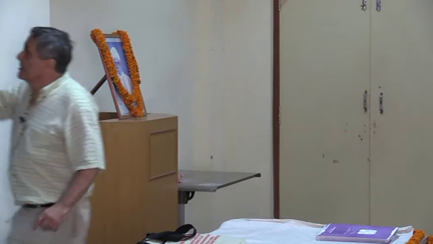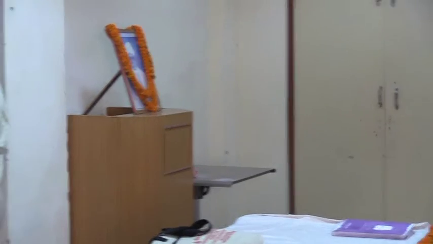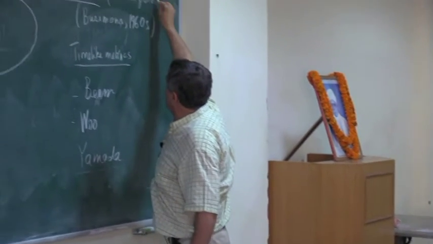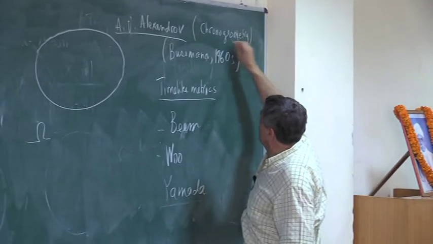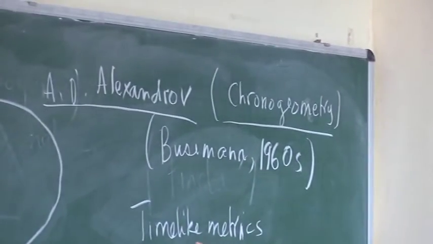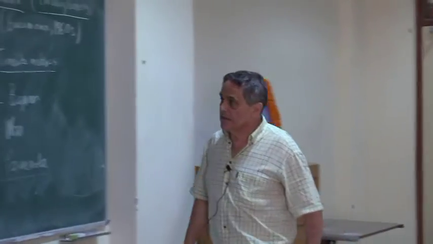And Alexandrov called this chronogeometry. If you Google chronogeometry, you will find some papers. It's more or less the same word. You see, the time and chronos is the same word. In Greek, chronos means time. Time-like geometry. So let me give you the idea.